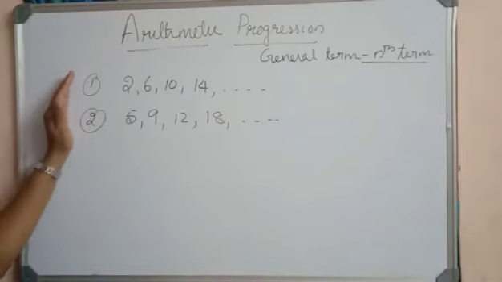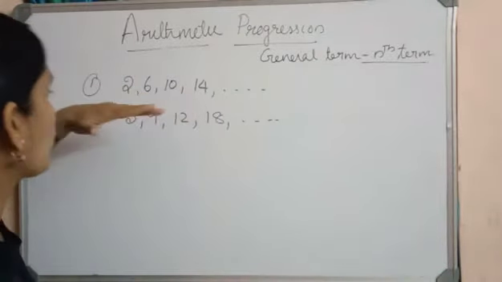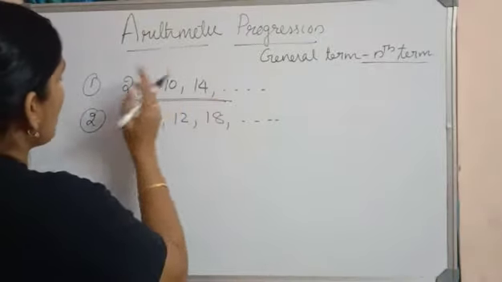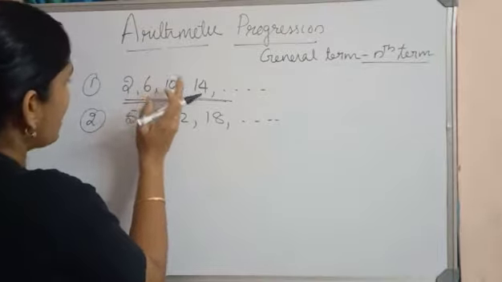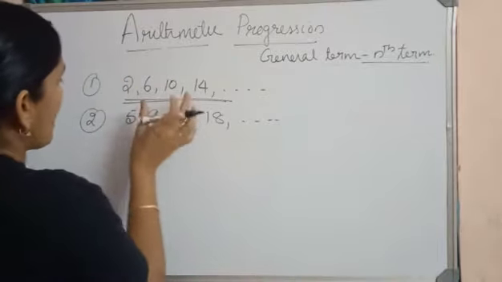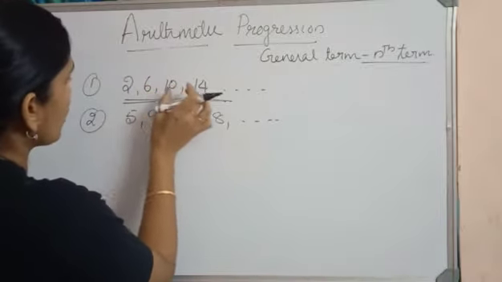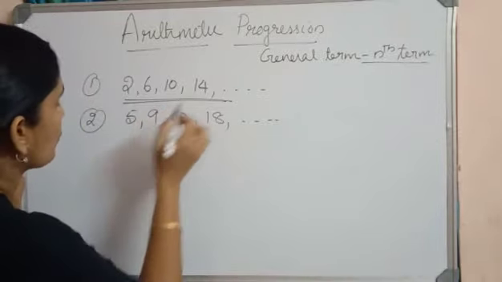Consider these two questions. Let's check whether they are AP. If they are AP, then what are the first term and the common difference? We have to check whether it is an AP or not. The succeeding term should be obtained by adding a certain number to the preceding term. So let's verify it. That means the difference between each consecutive term should be the same. Let's check it out. So it's 2, 6, 10, 14.